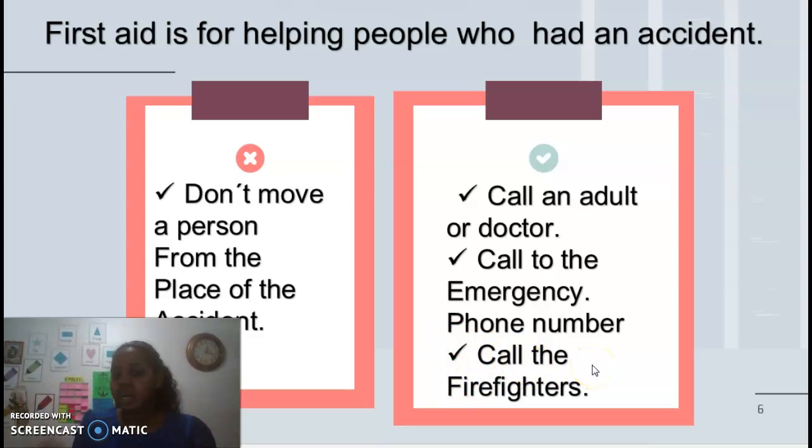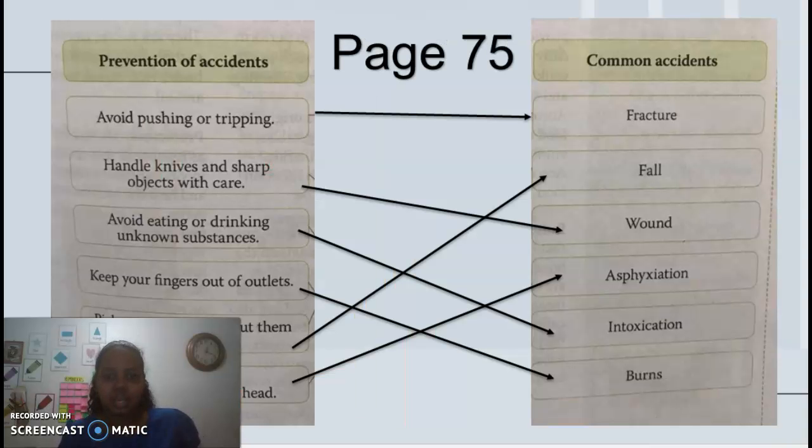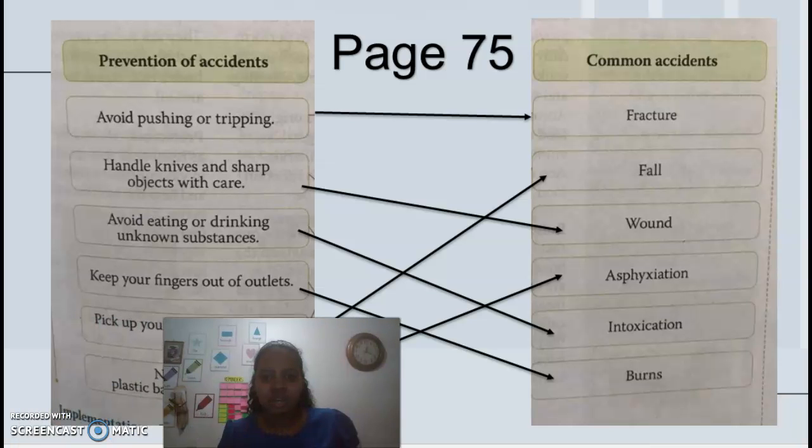So, if you cannot do anything else, you're going to call the firefighters, the emergency phone number, or an adult to help you or to help the person who had an accident. And then, after you finish, you are going to copy this in your notebook. And after you finish with this one, what you're going to do is this part that I have here.